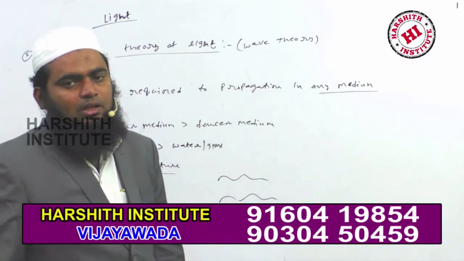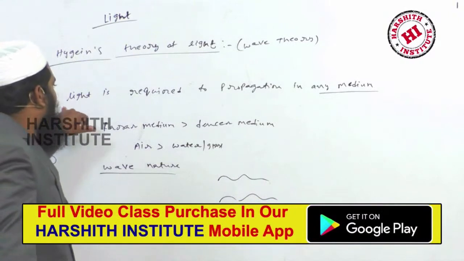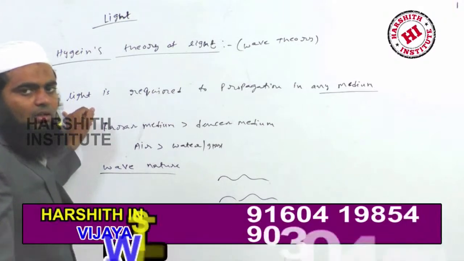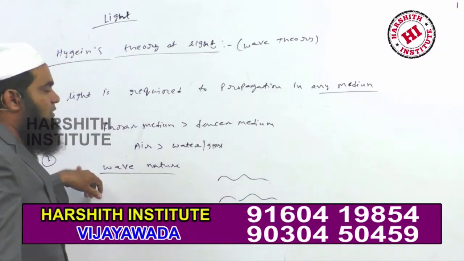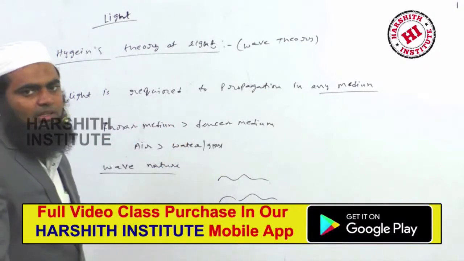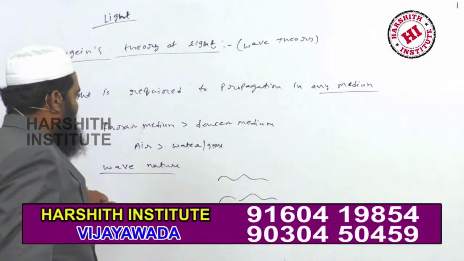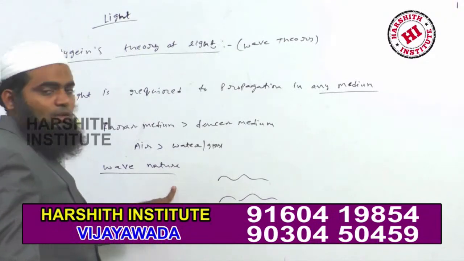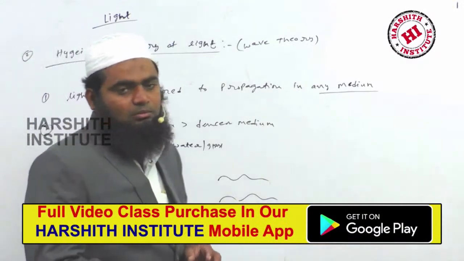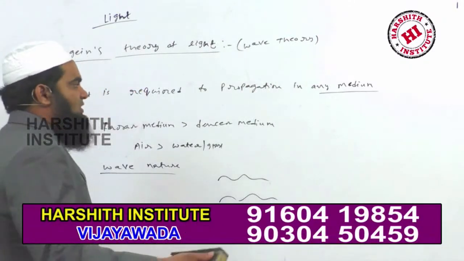So this theorem is called the Huygens theory. First, light is required to propagate in any medium, it may be rarer or denser. Second, the velocity of light is more in a rarer medium and less in a denser medium. Third, light passes through any medium by wave nature. This type of nature is given by Huygens theorem. So this is the second theorem explaining the property of light.